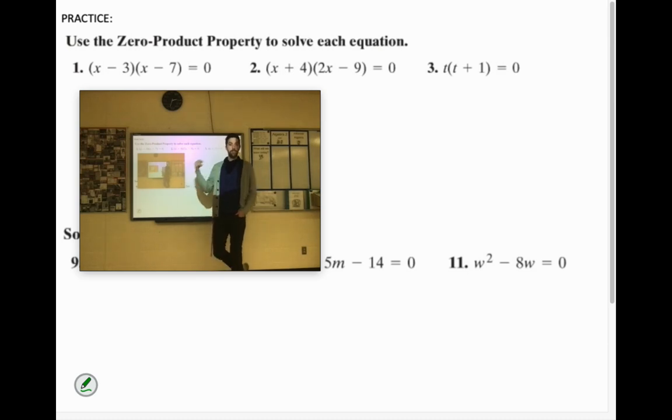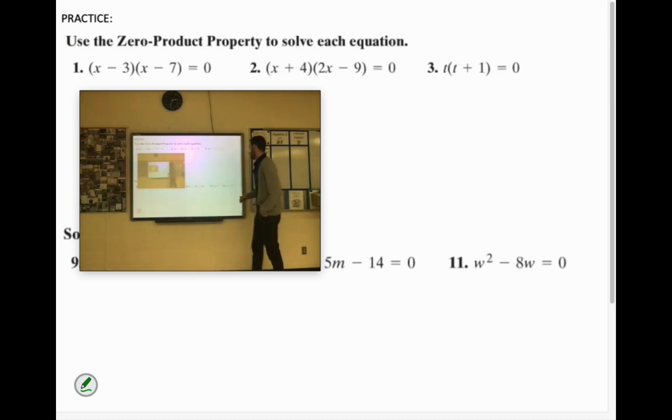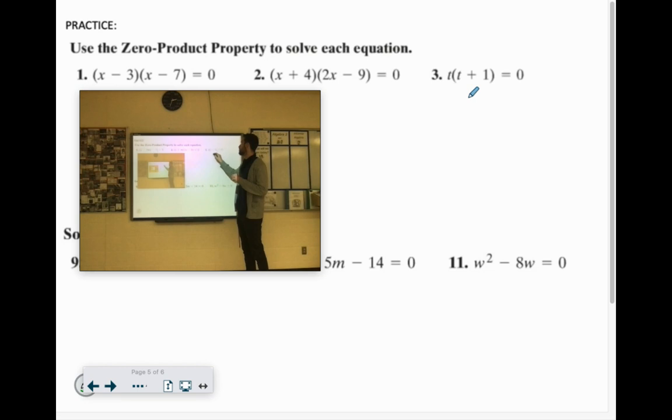Wanted to go over 3 of these practice problems together, and they're all in the right column here. So number 3, we didn't really have one specifically in the notes like that. So zero product property, remember you set each part equal to 0. So we have the t plus 1 equals 0. No big difference there. But also, this t on the outside would get its own equation. T equals 0. Now that one's already solved, so you don't need to do anything to that.